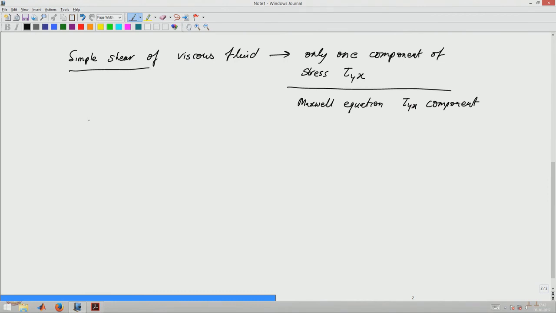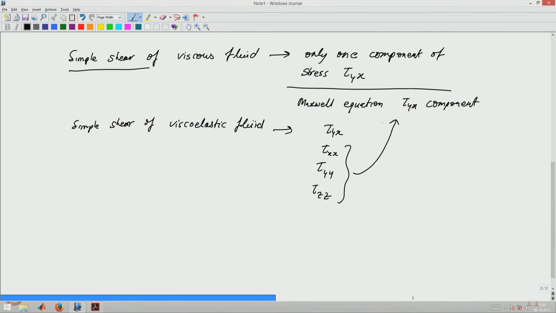Now what we are saying is that if there is a simple shear of a viscoelastic fluid, then we will also have tau yx, tau xx, tau yy and tau zz.